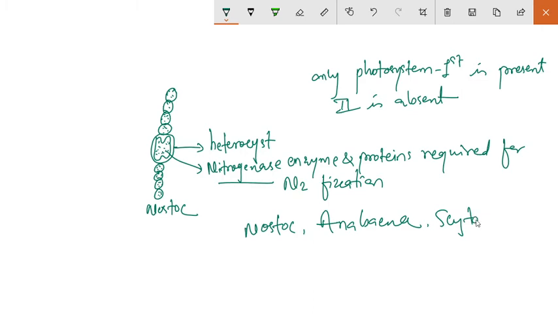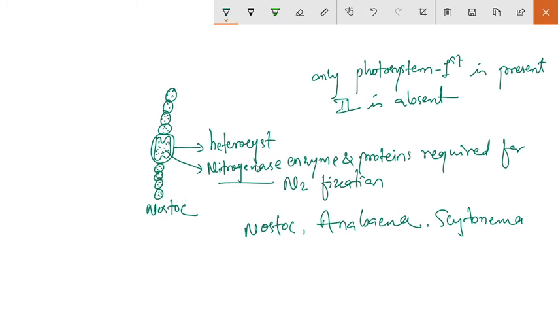Then Cytonema. So these are the different algae which are responsible to produce the heterocyst. These are the algae which have the heterocyst. This heterocyst is responsible to protect the nitrogenase enzyme and it helps with the nitrogen fixation. Okay.